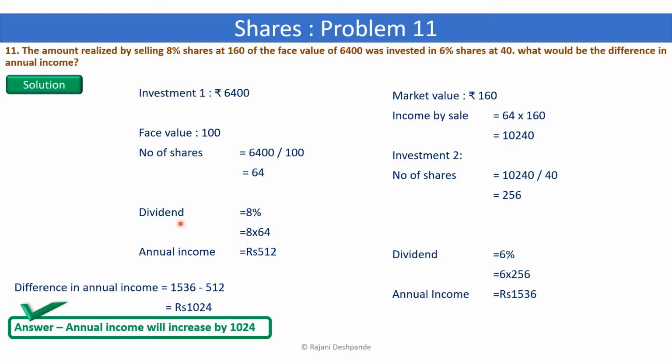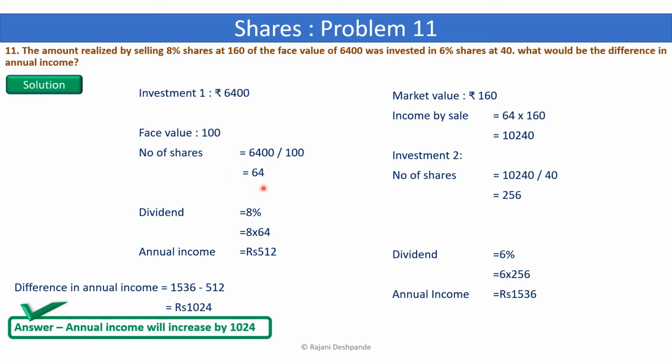So let us calculate the dividend. 8% of 100 because the face value is 100. So we get rupees 8. For 64 shares it is 8 into 64. So we get rupees 512 as an annual income, or you can say it is a dividend. So this is in the first case.